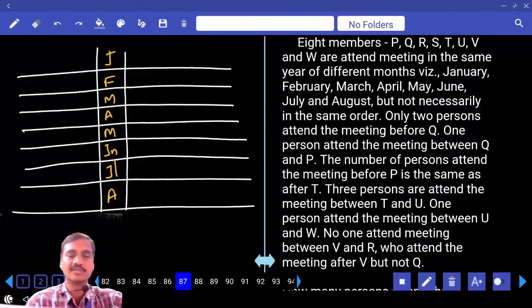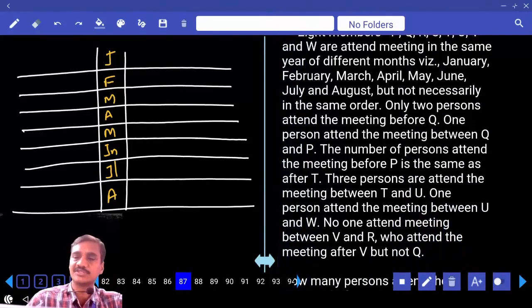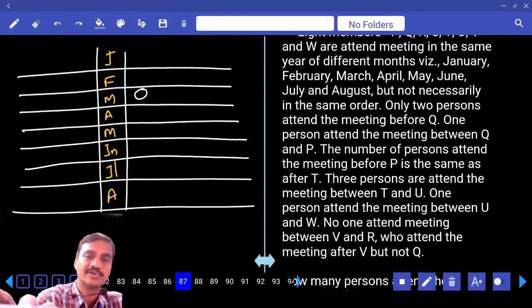What are the parameters given here? We just need to identify the person only. And they attend a meeting in the same year. And only 2 persons attend the meeting before Q. How many persons are there before Q? There must be exactly 2. And so Q must be attending in the month of March.